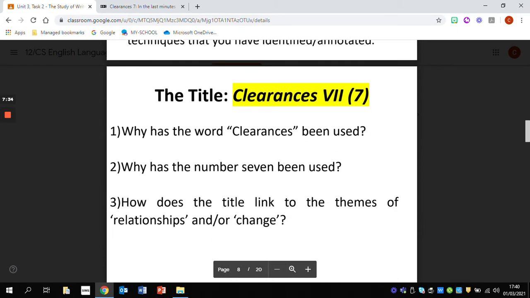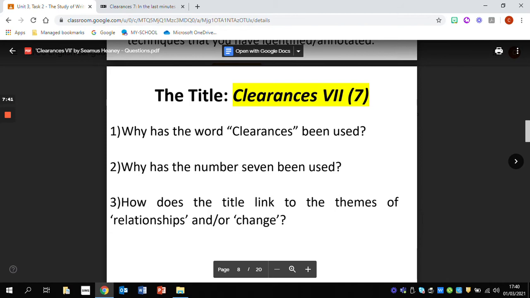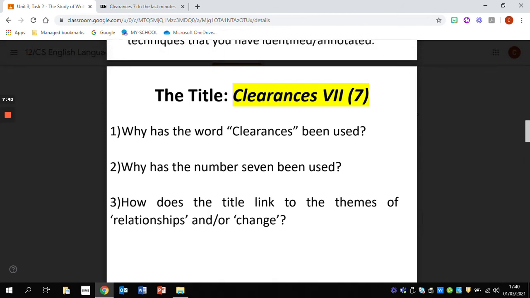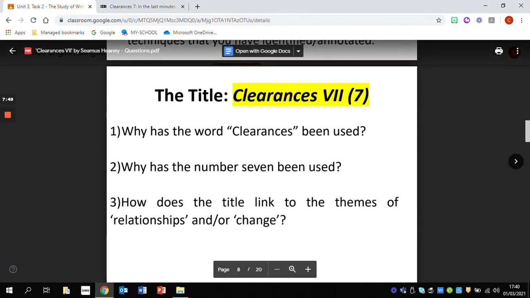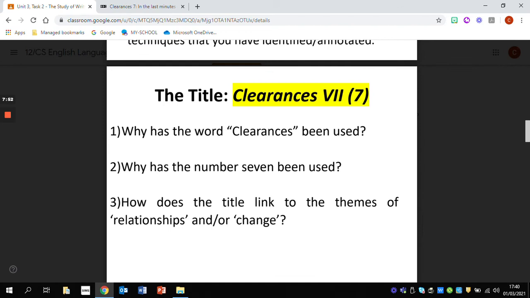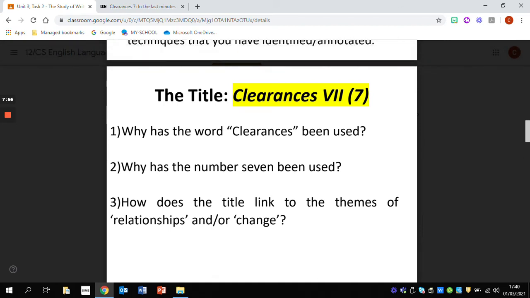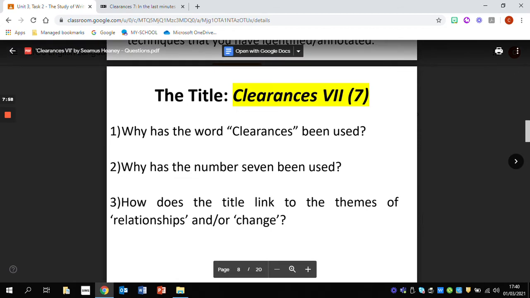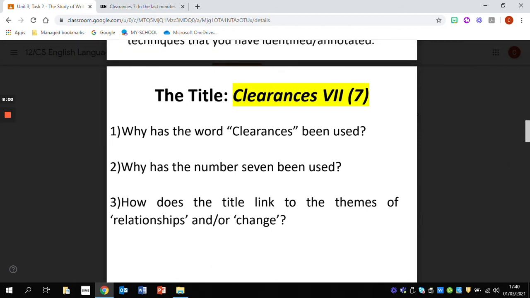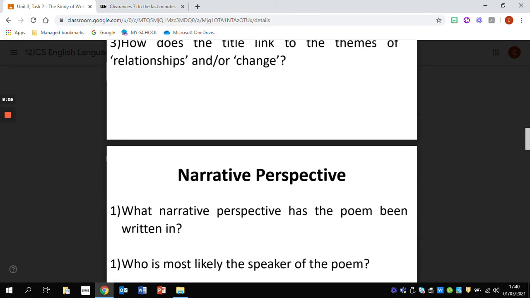So, then we're going to get into the poem itself. So, clearances. Why has the word clearance been used, okay? So, we're thinking of an area that has been cleared for something, you're making way for something, along those lines. Number 7, as we've already said, it's the 7th in a series of 8. And how does that link to the themes of relationships and change? Okay, so obviously there's a change, something has been cleared out to make way for something new. So there's a change in the relationship somewhere. Okay, so have a think about that yourselves.